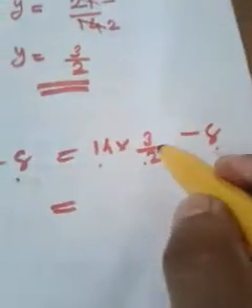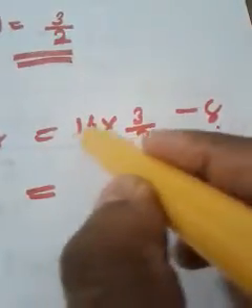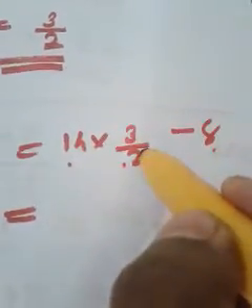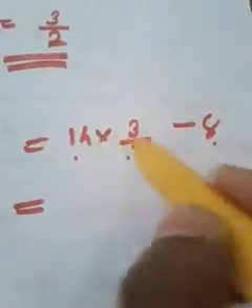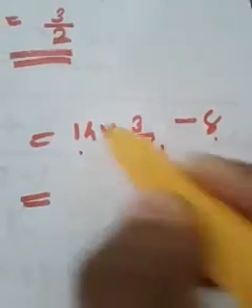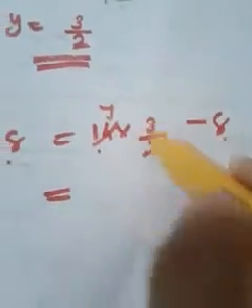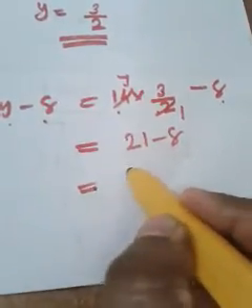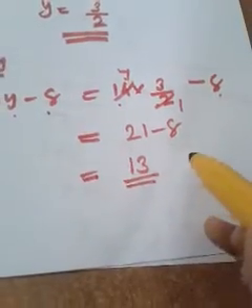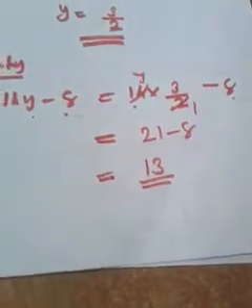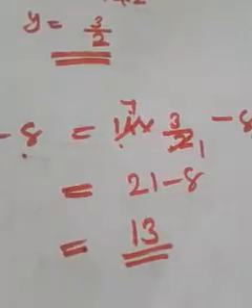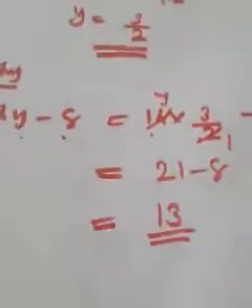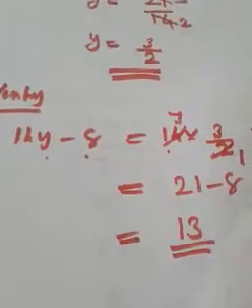Now just see, is any cancellation possible? Yes, 2 and 14 cancel, because cross cancellation is possible since the operation is multiplication. 2 is a common factor for 2 and 14. In 2, 2 times 1. In 14, 2 times 7. So 7 into 3 is 21. 21 minus 8. What is 21 minus 8? 13. So we got the value as 13, and 13 itself is the RHS side. So it is matching, and hence we verified.